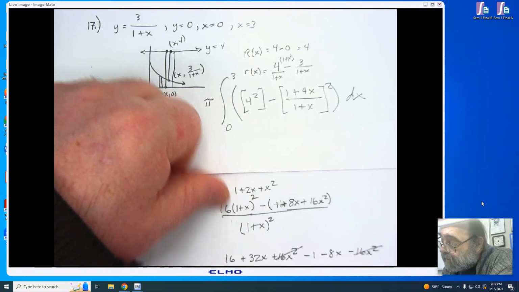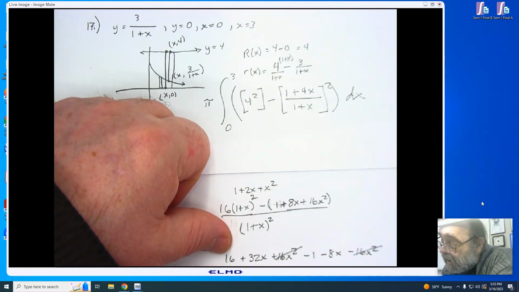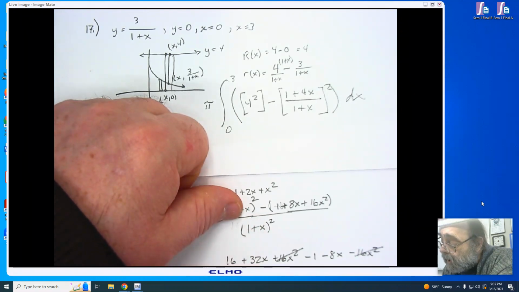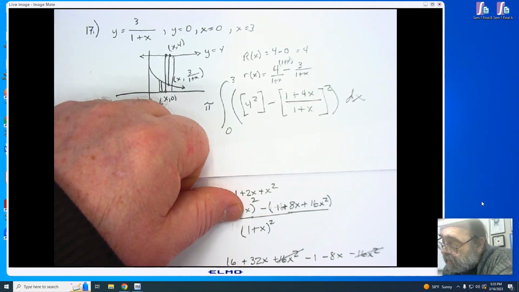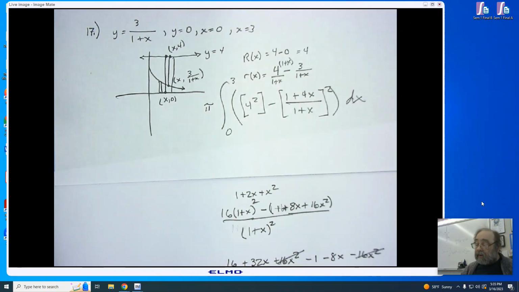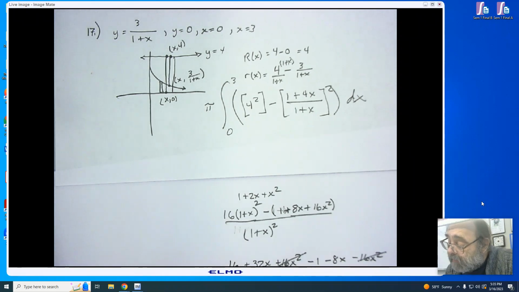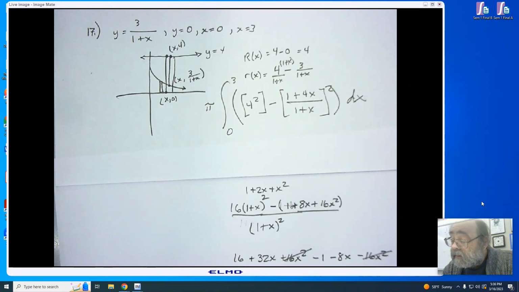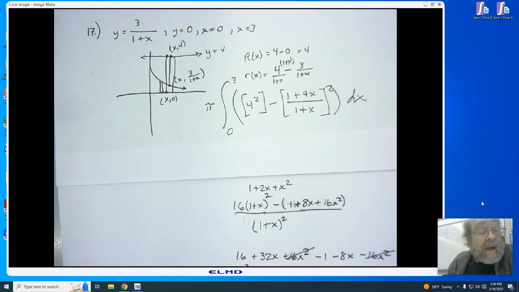Those are going to cancel. I have 15 minus plus, what's that going to be? 24x, and this is all over 1 plus x, the quantity squared. And that's what I'm going to integrate from 0 to 3 multiplied by pi. Alrighty, so we're just going to have to kind of clean this up.